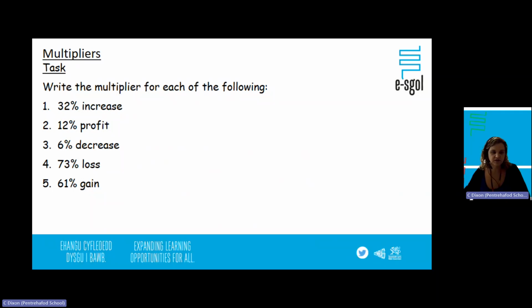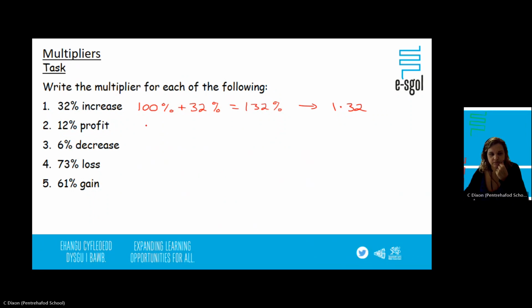Okay then, so a 32% increase, okay? So that is the original 100% plus another 32%. That will give me 132%. But I don't leave it as a percentage. I now divide by 100 to give me a multiplier of 1.32. Okay, so if it's an increase, it should be a 1 point something. If it's a decrease, it should be 0 point something.